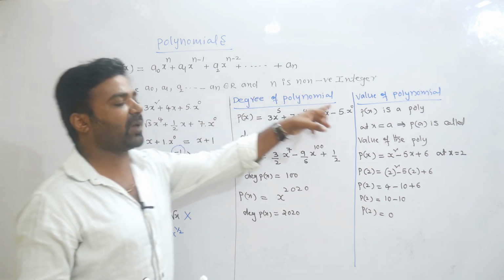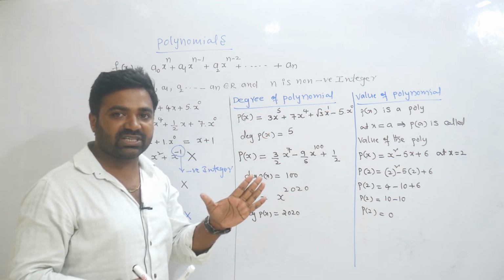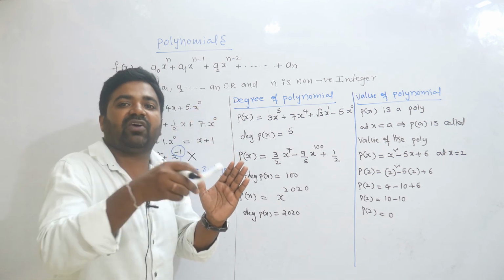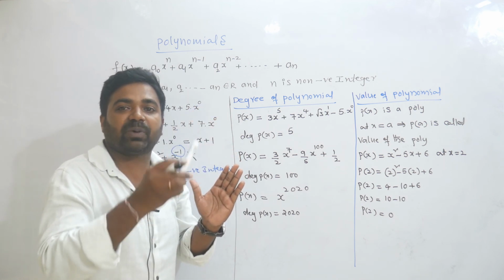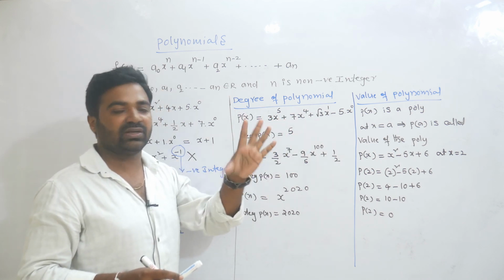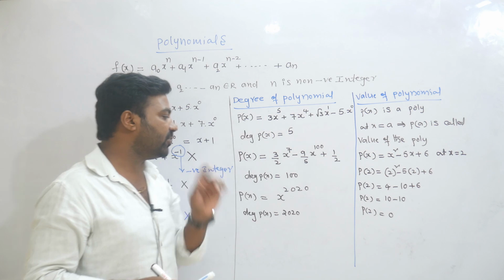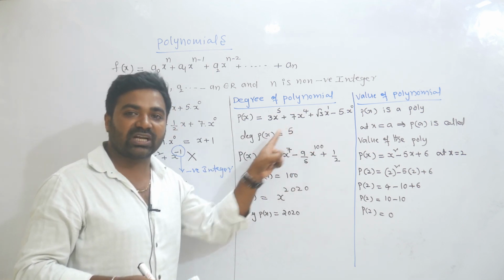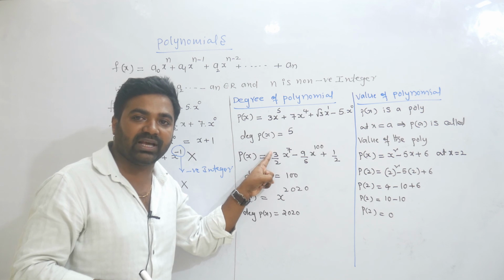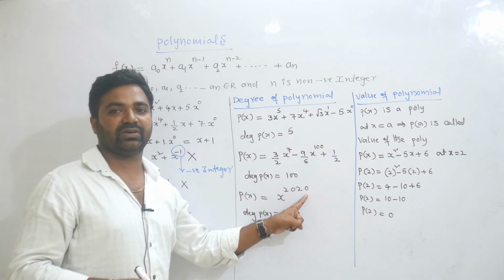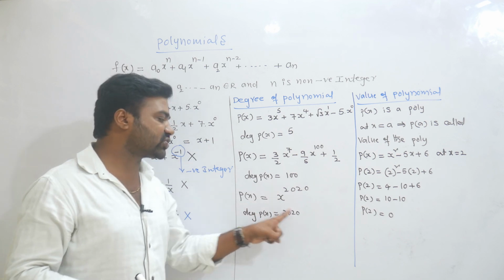Next, the degree of the polynomial. What is the definition of the degree of the polynomial? In a polynomial, the highest power of the variable. See, in this polynomial, x power 5 is the highest, so the degree of this polynomial is 5. Next, in this polynomial, x power 100 is the highest, so the degree is 100. In this polynomial, 20 is the highest, so the degree of p of x is 20.